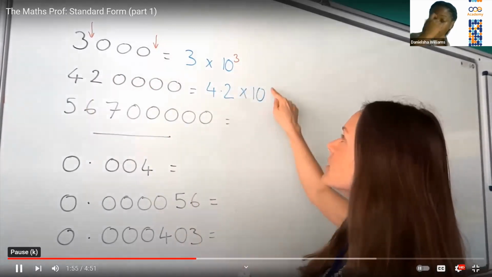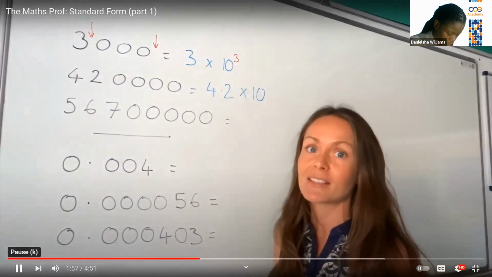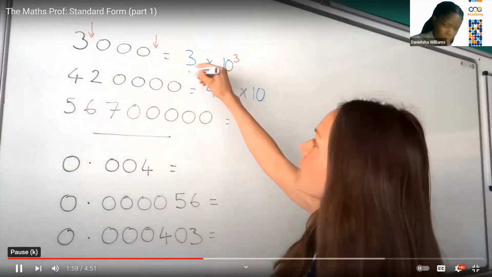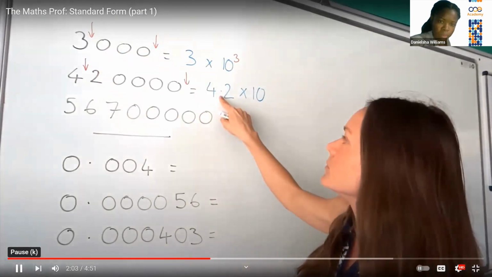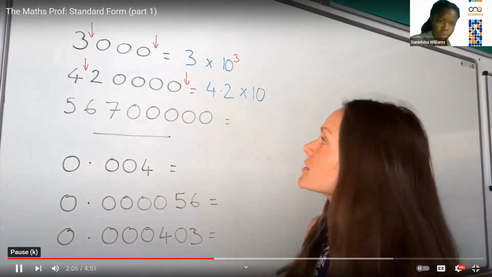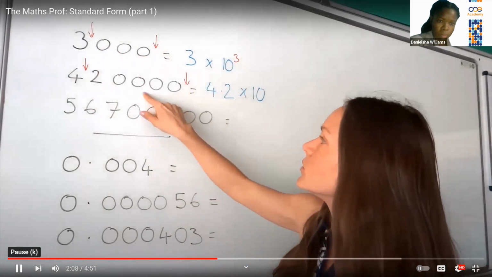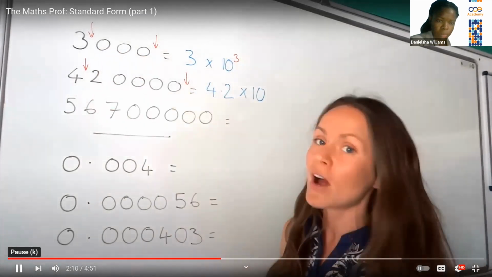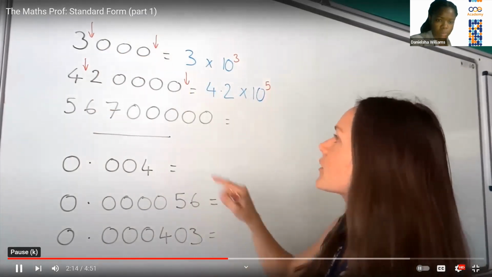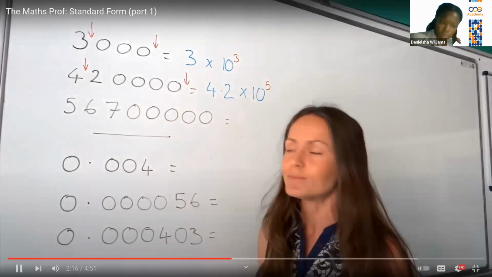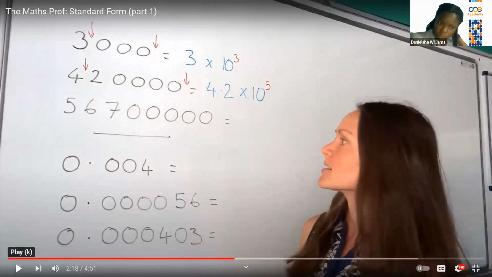And then for the power, I need to check to see how many places the decimal has moved. So it used to be here, and now it's in between the 4 and the 2, because we've got 4.2 here. So when I check this time, 1, 2, 3, 4, 5, it's moved 5 places. So the power on the 10 is 5. Okay, so this number is now in standard form. Now, the last.